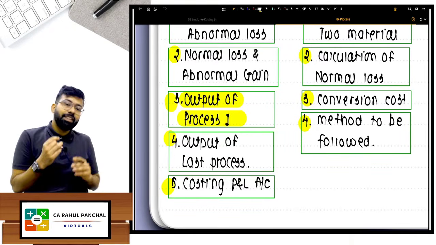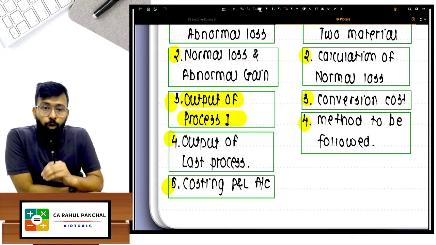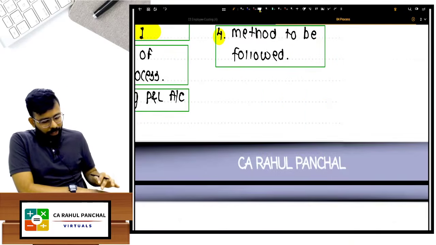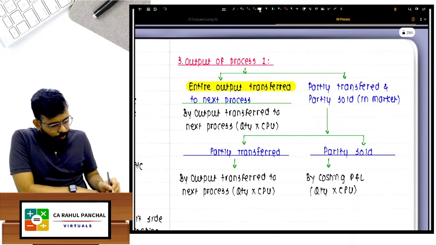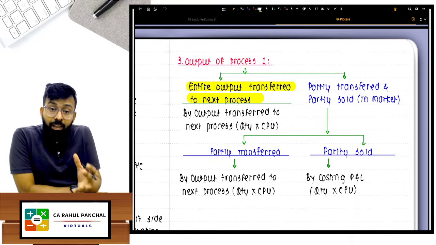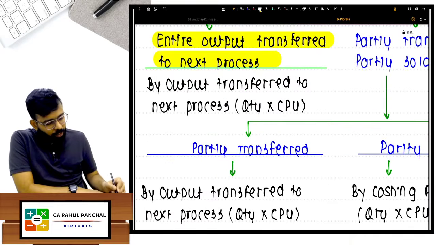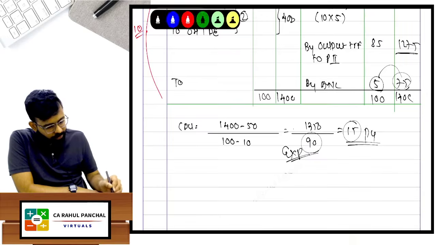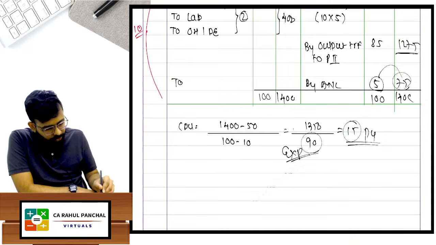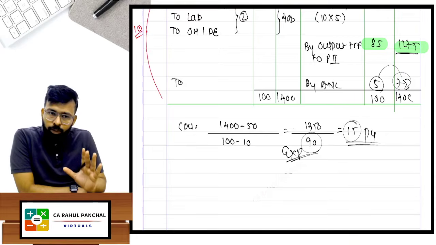Output of process 1. If I just talk about output of process 1, it means first ये discuss कर लेता हूँ. The output, entire output transferred to the next process. Let us say my entire output is transferred to the next process. So by output transferred to next process, you will say quantity into CPU like this. 85 units transferred and into 1275 into CPU I did.